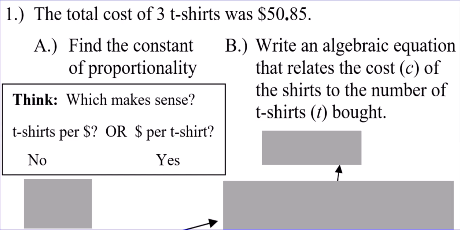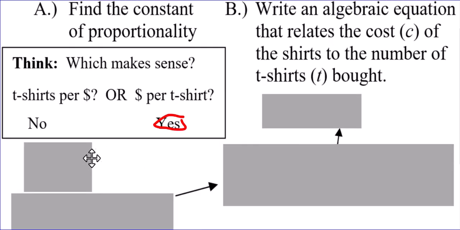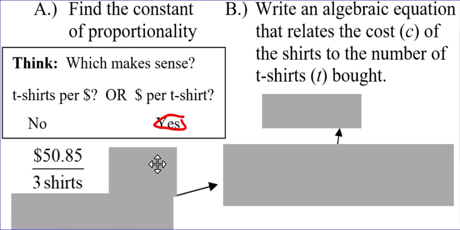Next page. Problem number one, the total cost of three t-shirts was $50.85. Okay, so what do we got involved here? We got money and we got number of t-shirts. So what order makes sense for a unit rate? Would it be the t-shirts per dollar or would it be the price per t-shirt? Well, price per t-shirt makes perfect sense. In fact, I've told you before, if money is involved, the money will go in the numerator.